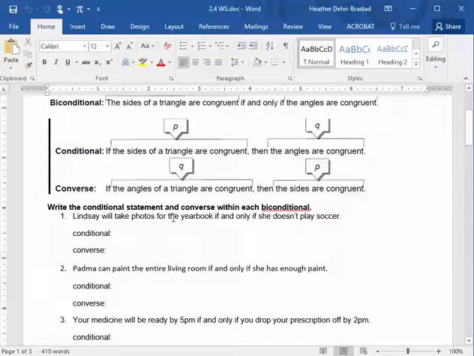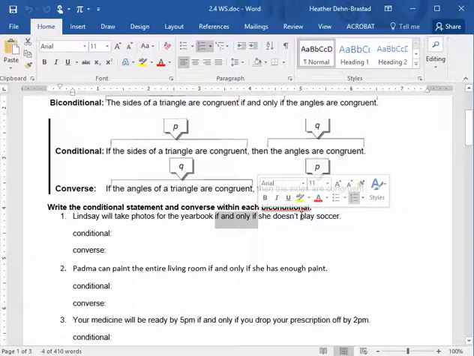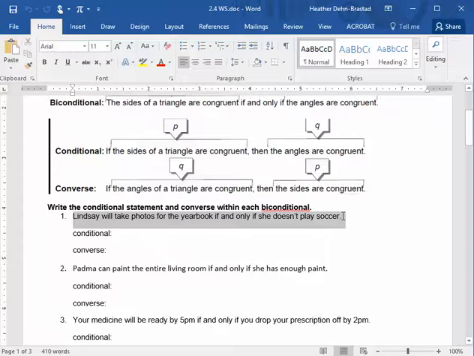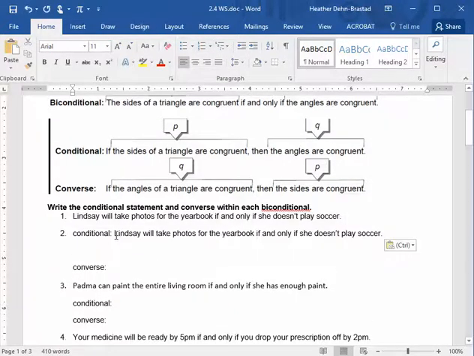Lindsay will take photos for the yearbook if and only if, so it's a biconditional, she doesn't play soccer. So for the conditional, you're going to write exactly this with an if and a then statement in it. So I'm just going to copy it to save myself some time and paste. But I'm going to start with if, and then let's see what we need to do next. If Lindsay will take photos for the yearbook, then, oops, I got to take that if out too. Then she doesn't play soccer.